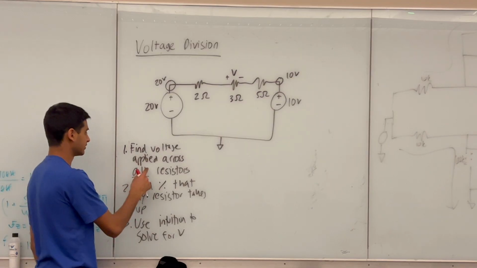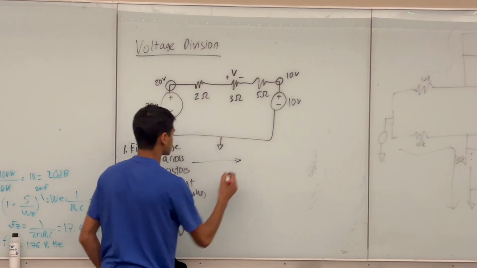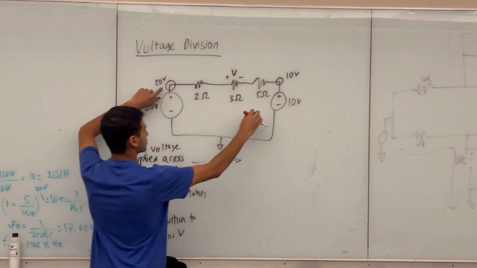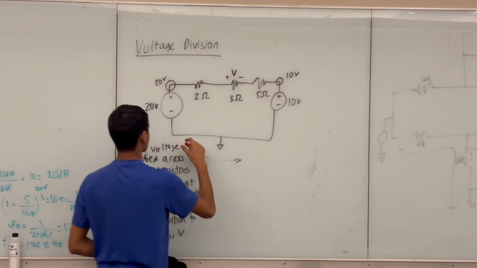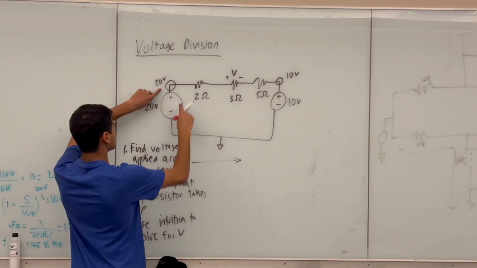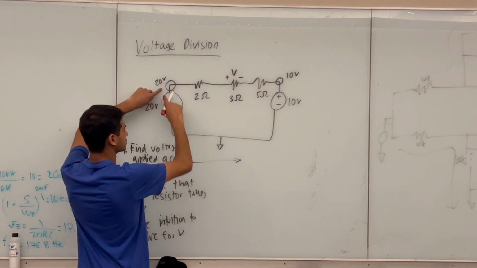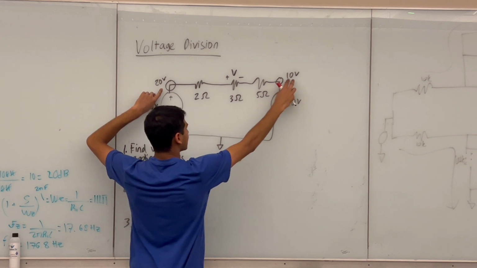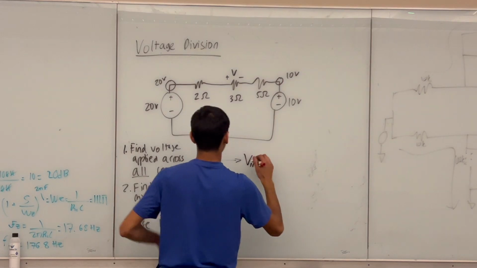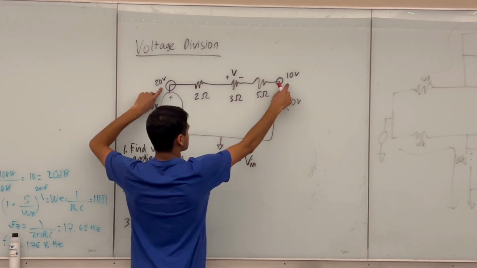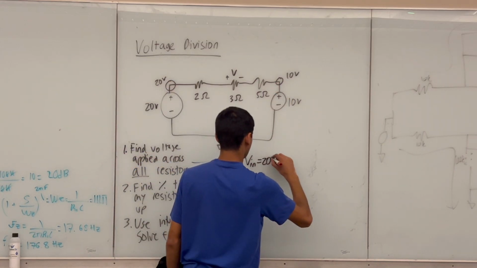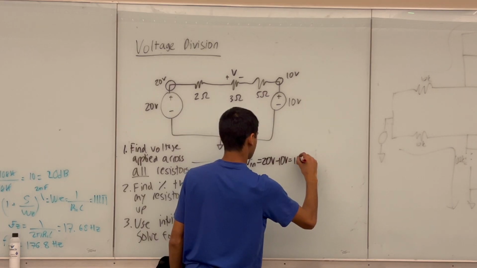So step one, find the voltage applied across all the resistors. In this case, I'm going to look at where the resistor chain starts and where the resistor chain ends. You can see there's a voltage source being applied here and here. At the start of the resistor chain, I'm at 20 volts. At the end of the resistor chain, I'm at 10 volts. So Vin is just this voltage minus this voltage. That's the voltage across all the resistors. So it's 20 volts minus 10 volts, which is 10 volts.